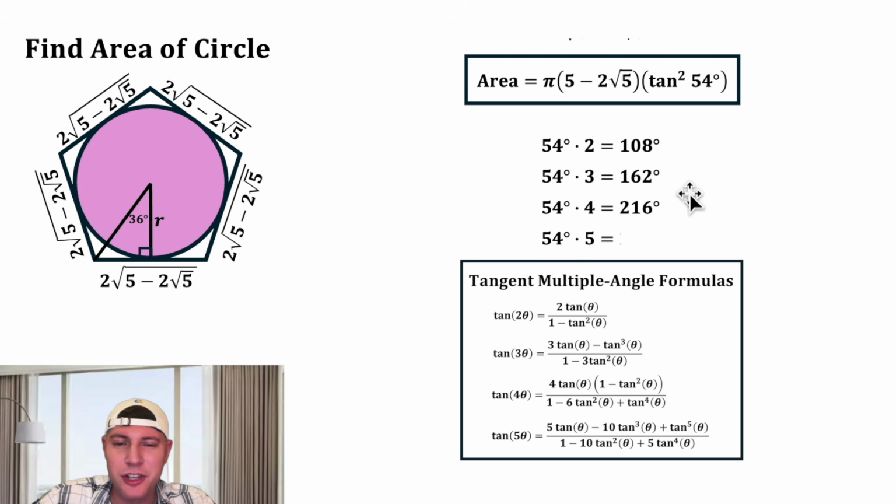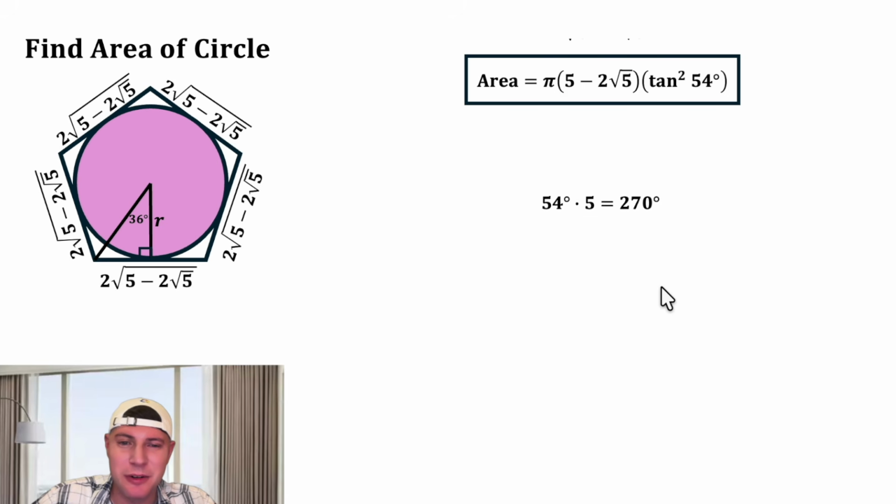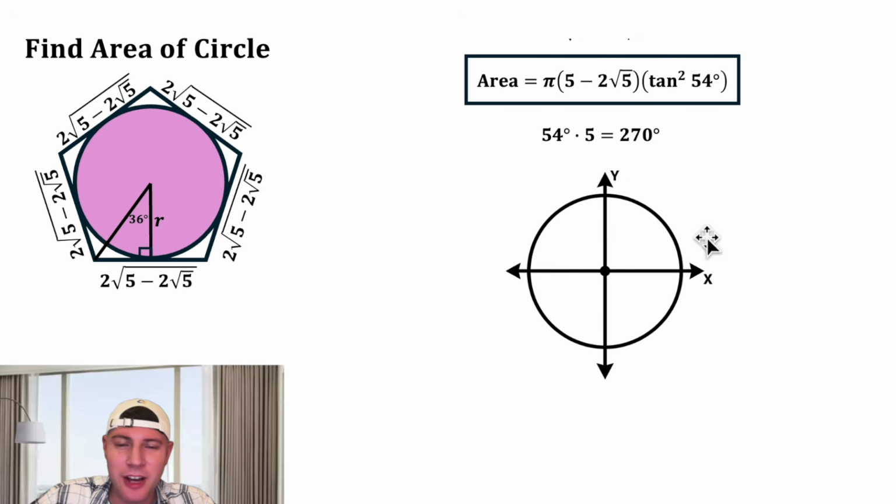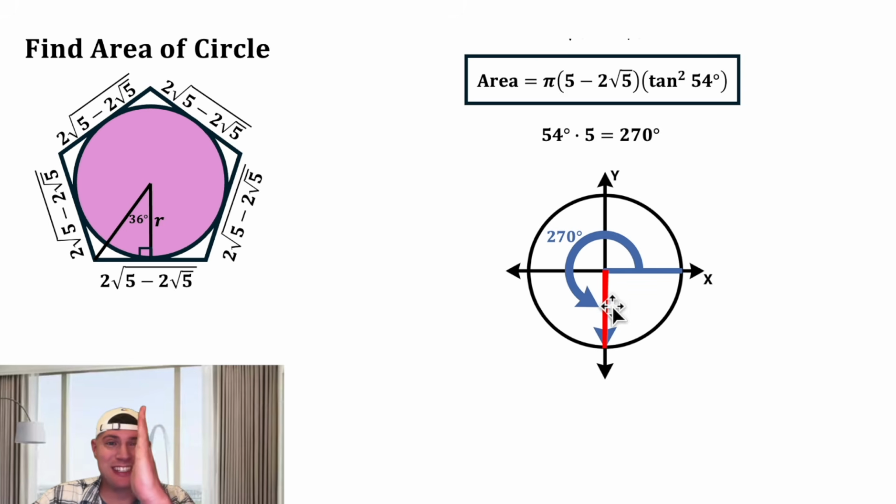54 times 4 is 216. I still don't know what to do with that. And then 54 times 5 is equal to 270. I do know what to do with 270, so let's play around with that. If you have a circle on the XY plane, you can draw the 270 degrees like this, and you can make a triangle at this 270 mark. The triangle is very, very skinny. In fact, it has 0 width.